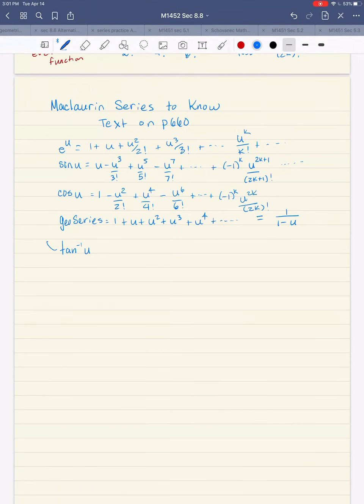And then you can just get this one by integrating term by term. We'd have to make that change in variable, but it would look like u minus u cubed over 3 plus u to the 5th over 5 minus u to the 7th over 7, right? Because I'd have to replace the u with a minus u and then a u with a u squared. So that's why all these powers are jumped up by 1 and so on. So know those, and then you can do some fancy stuff and play with them. So look over those and we'll do some examples in class.